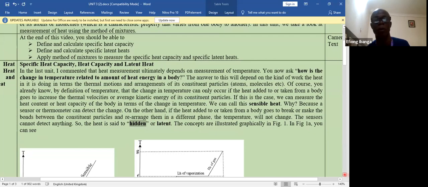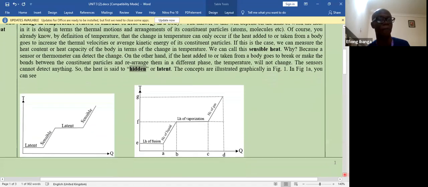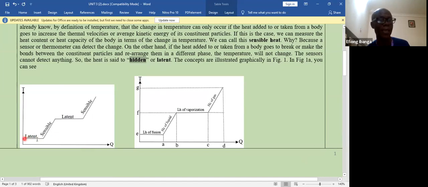Okay. Now, the concepts are illustrated graphically here. Look at it here. Now, this is latent heat, that is the hidden heat. Notice that this is a temperature axis. This is the quantity of heat added. So this graph is a plot of temperature against the amount of heat. So you will see that when there is fusion, that's melting, okay? This is not water. So I'm just drawing a general diagram. So you notice that there is a change in phase and the temperature is constant until all of the substance has melted. And then there is the change in temperature. So that's why I'm saying this is sensible. This can be detected by a thermometer.